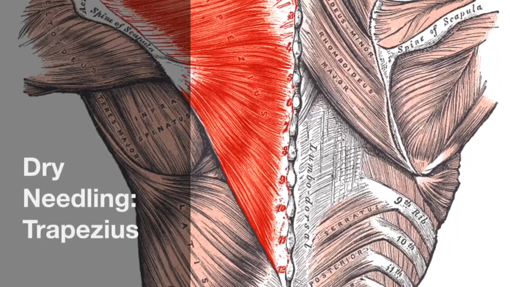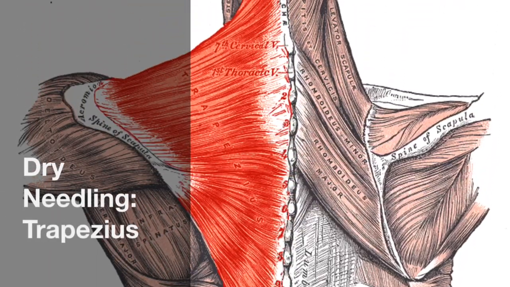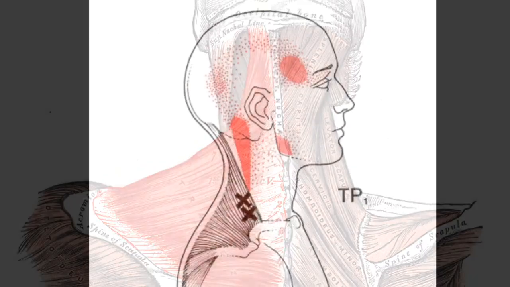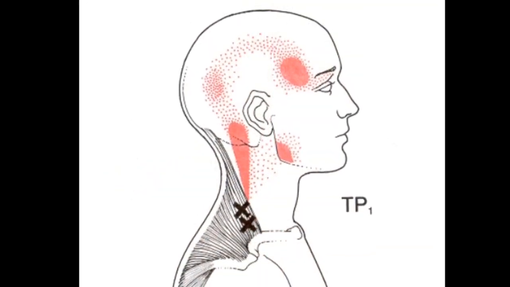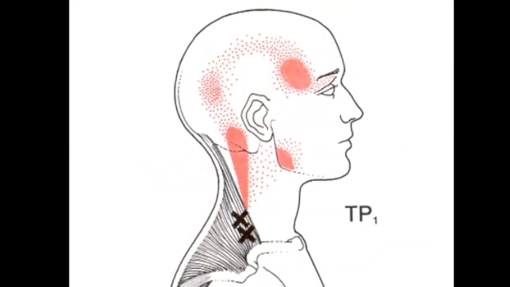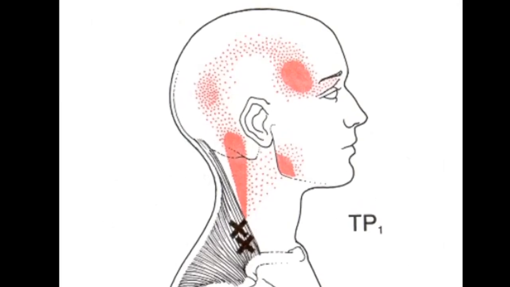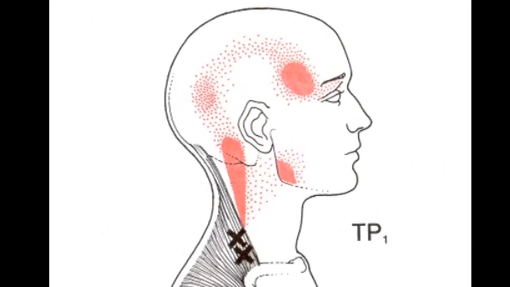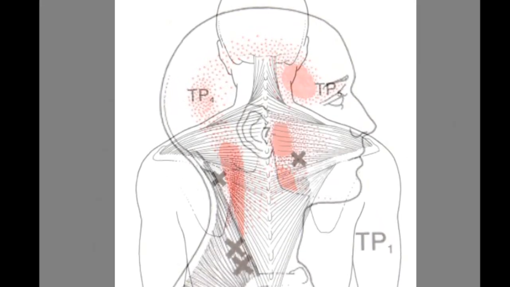This video looks at dry needling for the trapezius muscle. Innervated by the accessory nerve, the upper fibres of trapezius can refer pain ipsilaterally from the posterolateral region of the upper trapezius to the temporal and mastoid area.